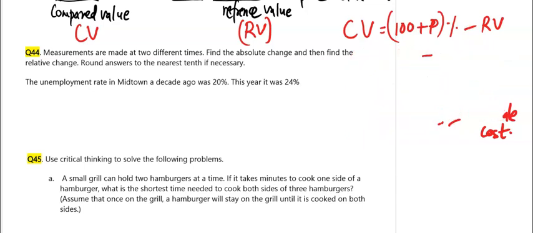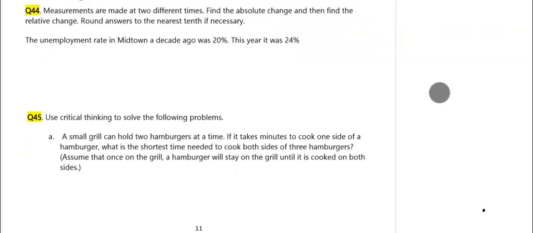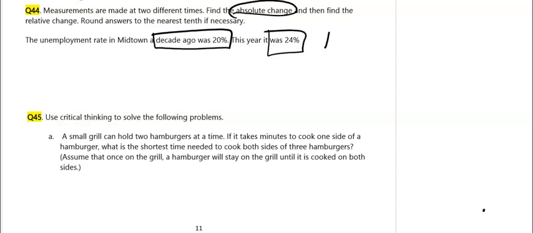This is about percentage of percentage. You can see the question here. The measurements are made at two different times. Find the absolute change and find the relative change. Round to the nearest tenth if necessary. The employment rate in Midtown a decade ago was 20%. This year it is 24%. So you've got to find the absolute change first.